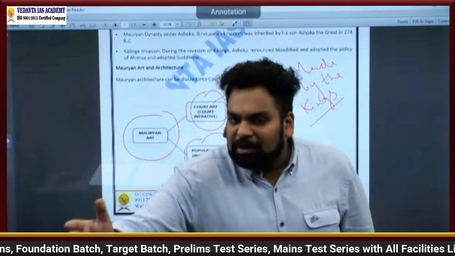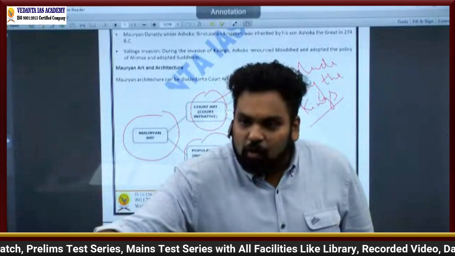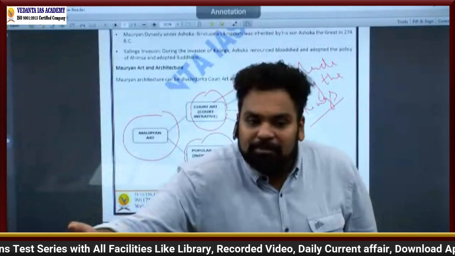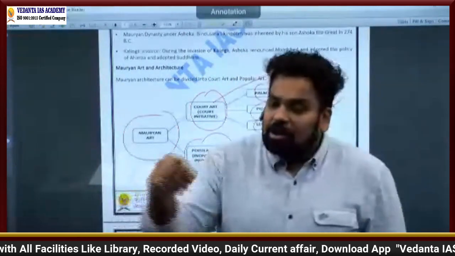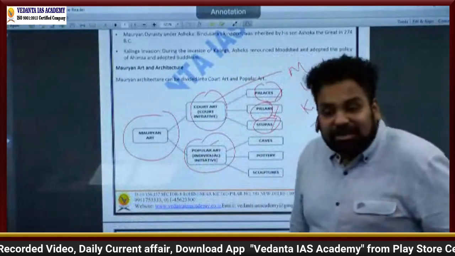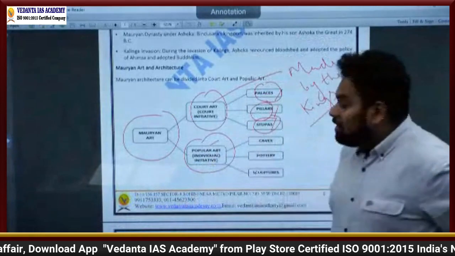On the other hand, people will like movies like Reddy. People will like movies like Dabang. Why? Because they are common with the common people, right? They are popular with the common people. So जो art forms जो है, which were being made by the individual initiative, which were being made by the common people, they were known as the popular art.